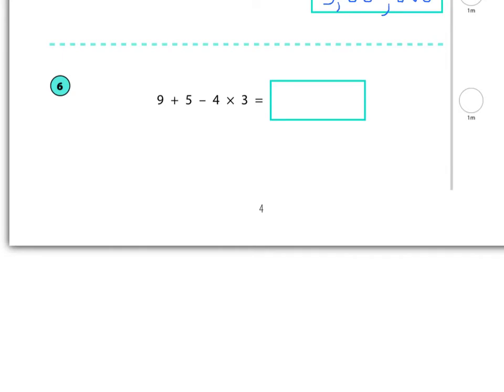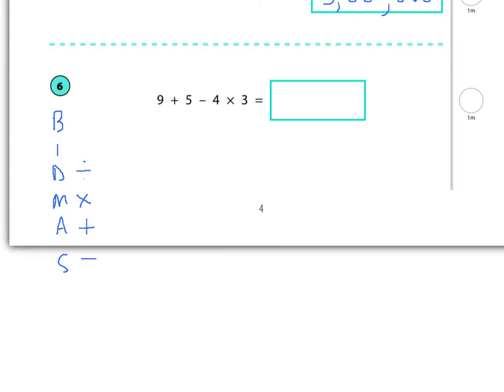Question 6. Now, this is an order of operations question. So what we need to do here is remember the word BIDMAS, which stands for brackets, indices, and then the last 4, which apply to this question, are division, multiplication, addition, and subtraction. So whenever we're confronted with a calculation that has a number of different operations in it, we must do them in this order. Division comes before multiplication, which comes before addition, finally before subtraction.